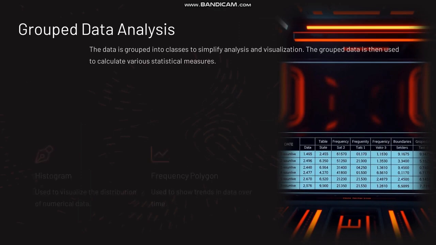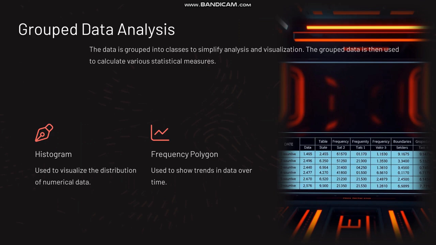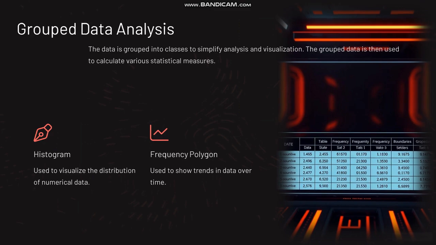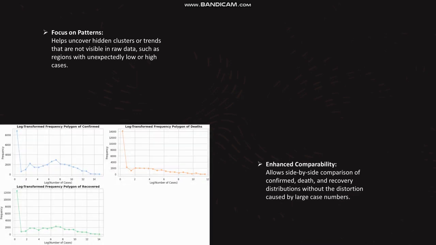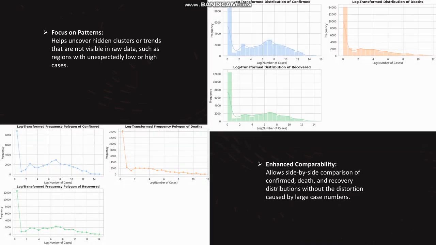In grouped data analysis, I've used a histogram and a frequency polygon in order to visualize and to show you the trends all over the data. I've made these to focus on patterns. These help uncover the hidden clusters or trends that are not visible in raw data.